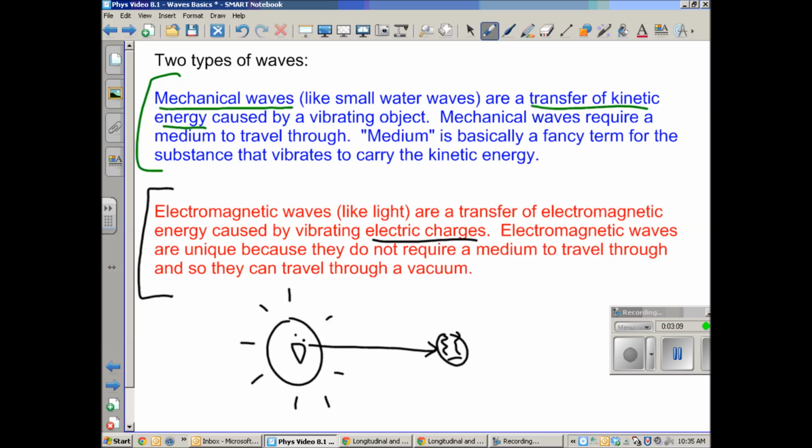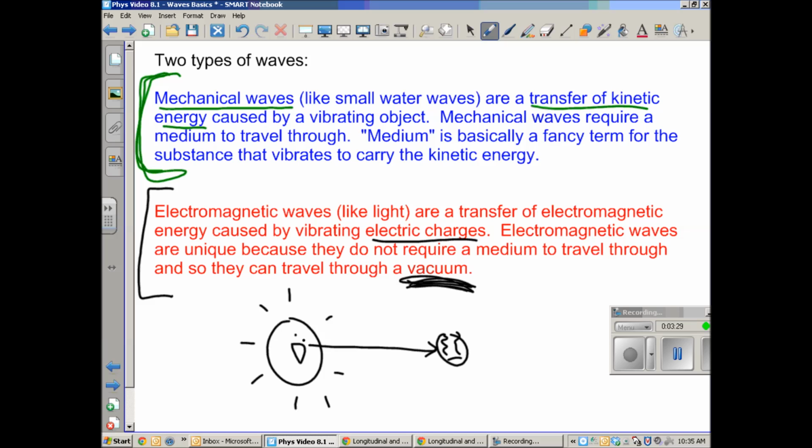And I guess I should probably comment, every once in a while somebody asks this. The word vacuum just means empty space. It's a space that is completely free of anything. No air, no water, no dust, no motor cars, nothing. Cool. So there you go. There's the two types of waves. Again, from this point forward, this chapter, we're really going to be focusing on mechanical waves.